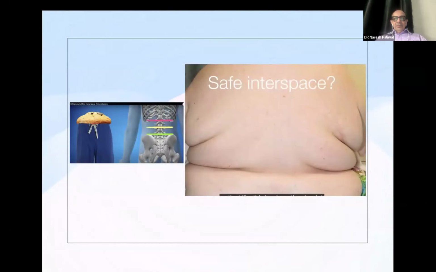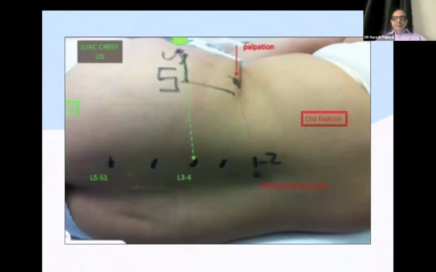Now, one more thing about safety. Can you identify a safe interspace in such patients? You're always 1 or 2 spaces higher than what you intend to, especially in obese patients and parturients. What that means is you're already going for a high lumbar or low thoracic space unintentionally in your practice. So that again proves the safety of segmental spinal.